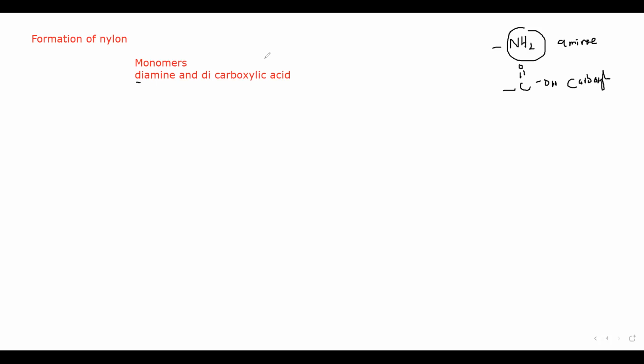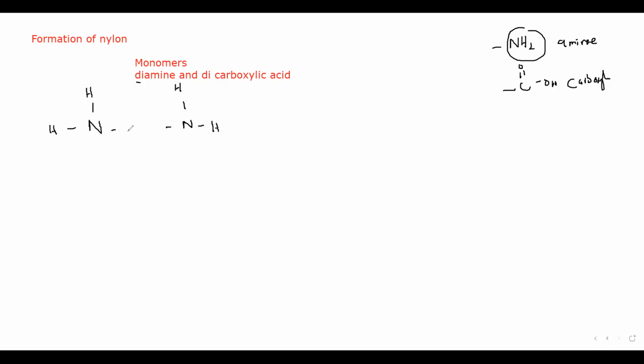What is the structure? The term di here refers to two, so we have two amine groups. These two amine groups are attached at the ends. When I draw the amine, it means NH2: nitrogen forming a bond with hydrogen, that's the amine group. And then there is another amine group because it's diamine, again nitrogen forming a bond with hydrogen.